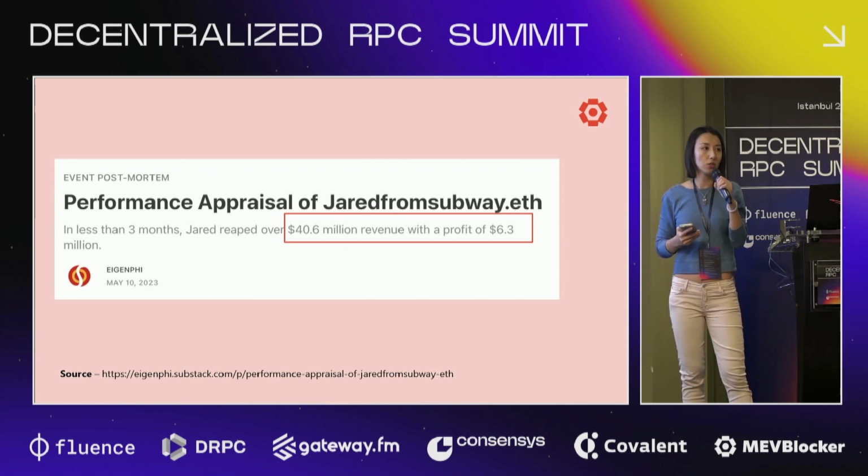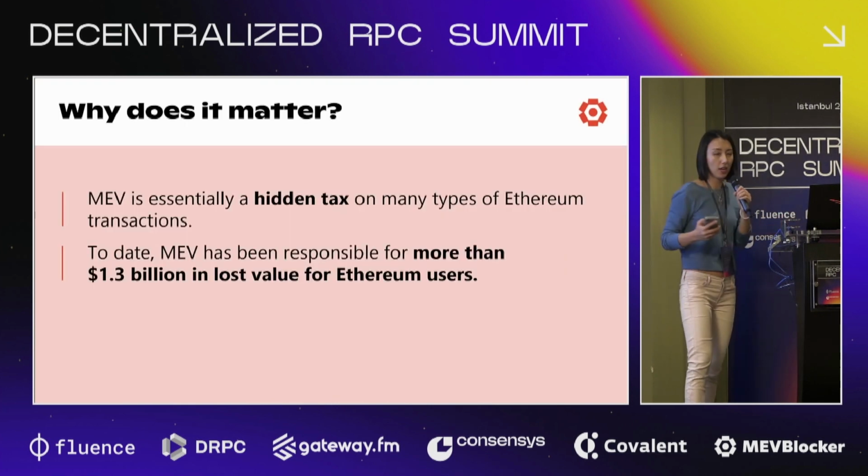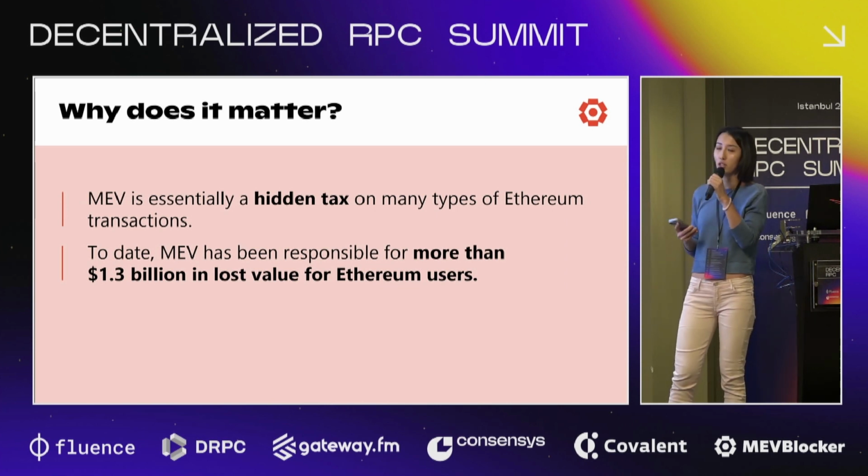Well, this is just one MEV bot. Imagine many more MEV bots and many more blocks over the network every day. It matters because it's essentially a hidden tax on many types of Ethereum transactions. Whether the user is trading on DeFi or selling and buying NFTs or lending tokens in a liquidity pool, there's a chance that these MEV bots will opportunistically take advantage of it.